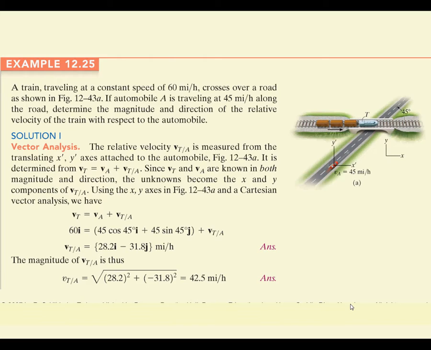Another way of saying this is the relative velocity of the train, having, you could say, the automobile as a frame of reference. That's another way of illustrating this. So if you look at the first solution that says vector analysis, the relative velocity of the train with respect to A is measured from translating the x prime and y prime axis attached to the automobile.